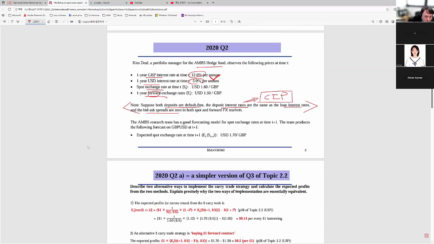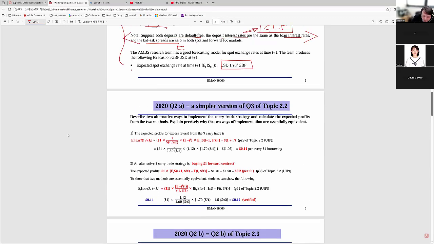And AMBS research team has a good forecasting model for the spot exchange rate at time t plus 1. So you are at time t and you have a forecast for the future at t plus 1. This is the future forecast. Given this information, the first thing we need to solve is this. Describe two alternative ways to implement the carry trade strategy.